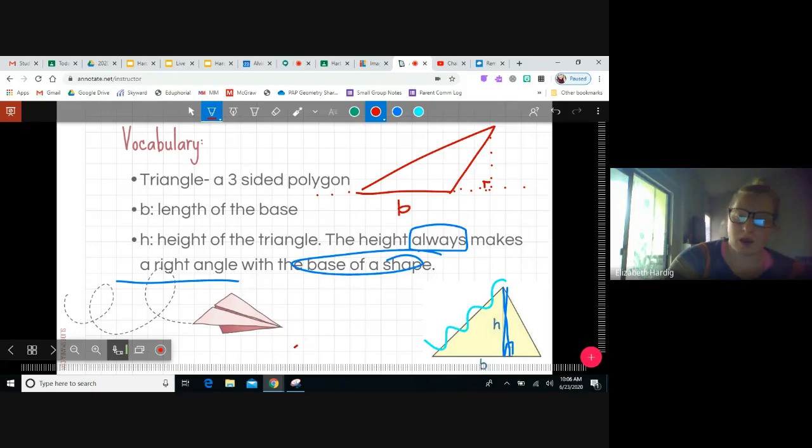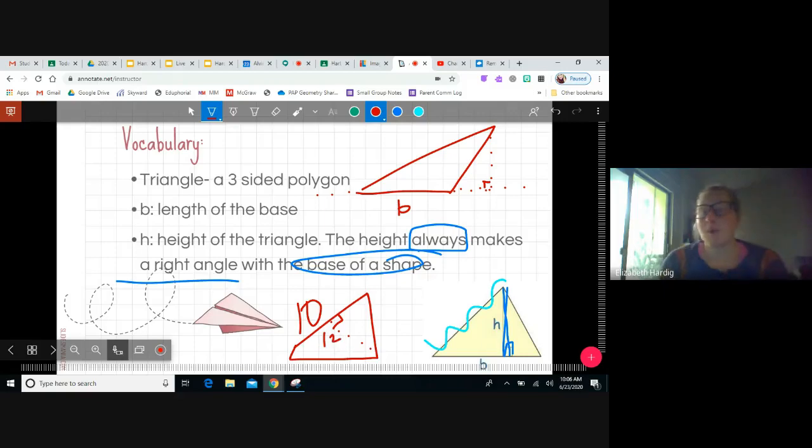Same idea if I do something like this. Say I say this is my base right here, and then I give a height of 12. My base is not always going to be the bottom side of my triangle. It is going to be whatever side that height makes a 90-degree angle with.